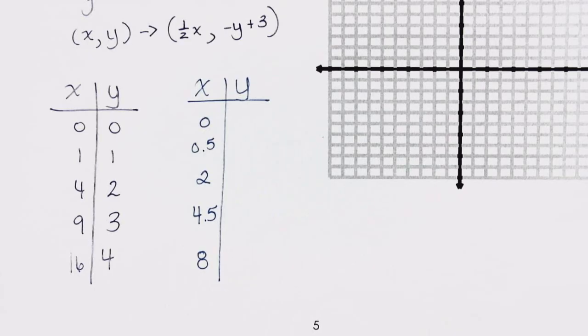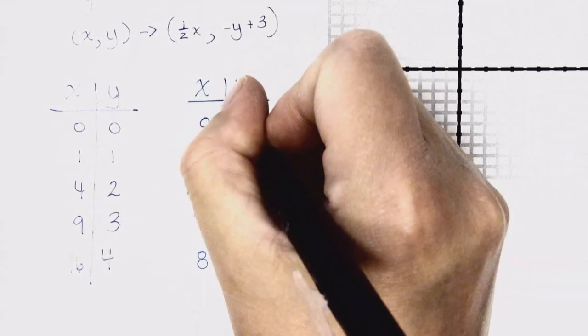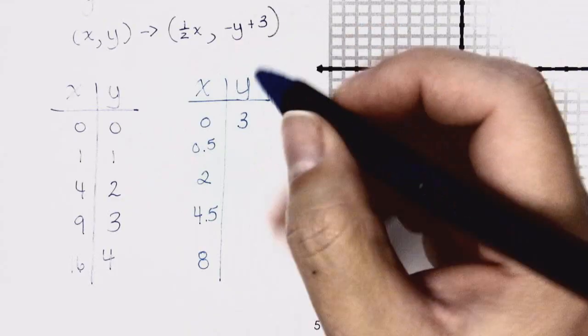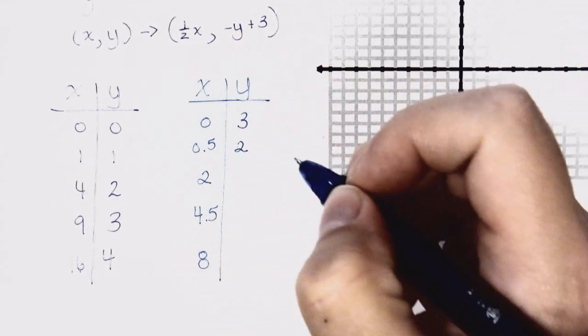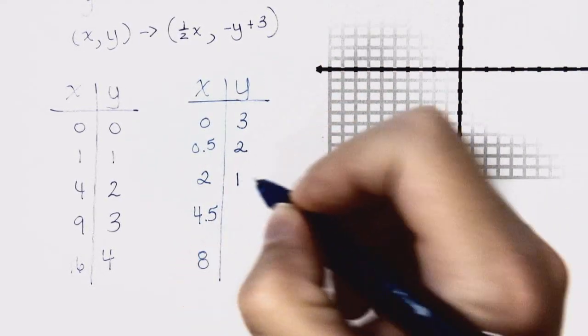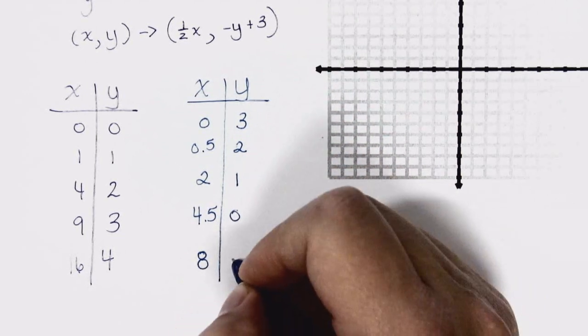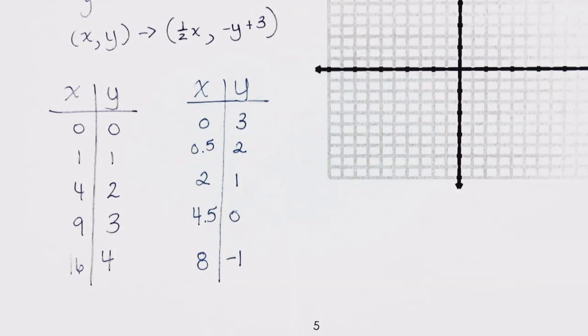I use decimals, and I hope you guys are okay with that. Feel free to use fractions if you want. So this one's going to be 3. -1 plus 3 is 2. 1, 0, -1.